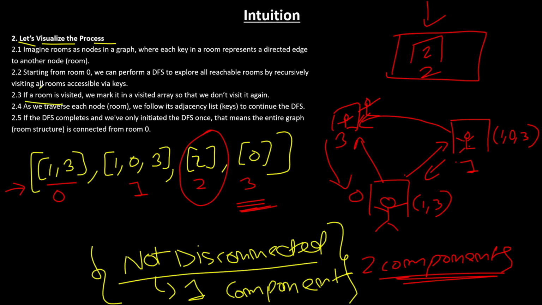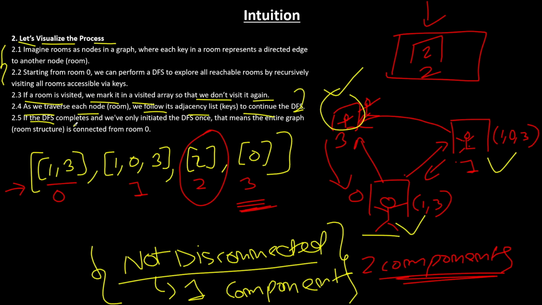If we visit a room, this is the same thing I explained, we mark it as visited because, of course, we are in a graph and we don't want to visit the same room again and again. So we mark them as visited. Since we started with 0, visited, and then we came here, visited, we then don't visit it again. As we traverse each node, we follow its adjacency list to continue the DFS. This is the concept of DFS.